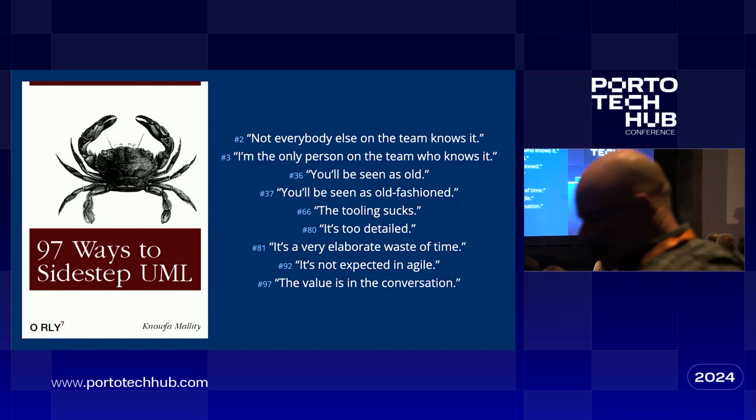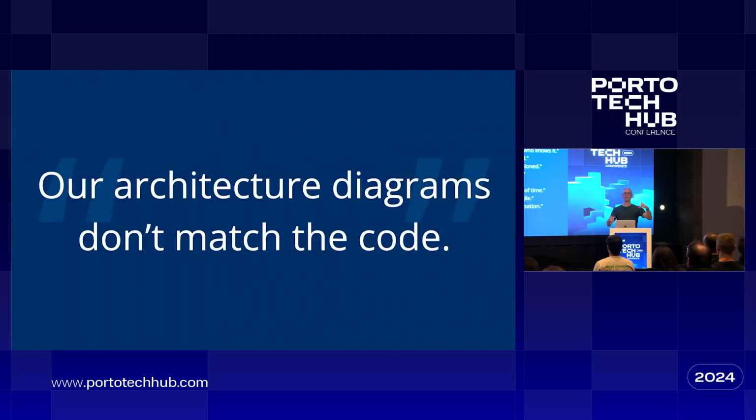And then, of course, we have the whole Agile thing. UML is not a part of Agile. It's not expected in Agile, which is all just nonsense. So that's problem set number one, I guess.